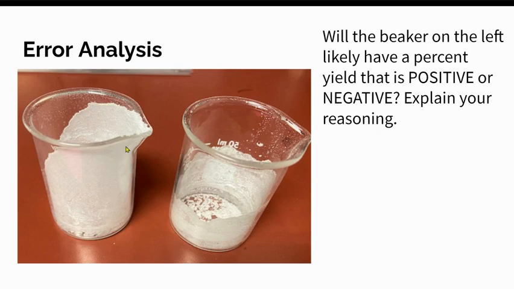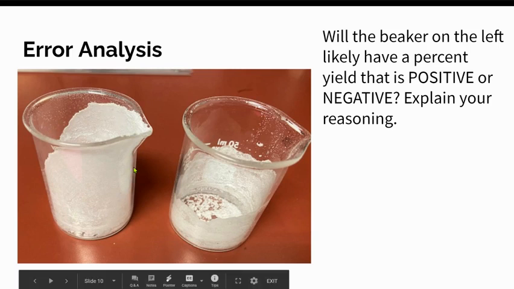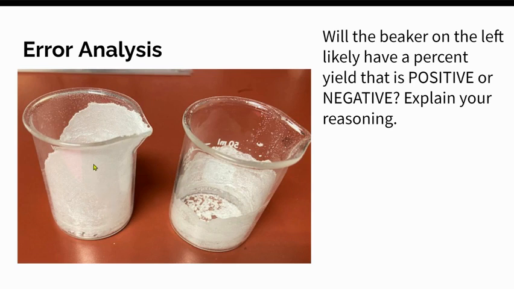I can look at this group's beaker and know with certainty that they reacted it really quickly, and they might have overflowed the container as they reacted it with acid at the beginning of the experiment, likely losing some of their product and giving them a negative percent error.